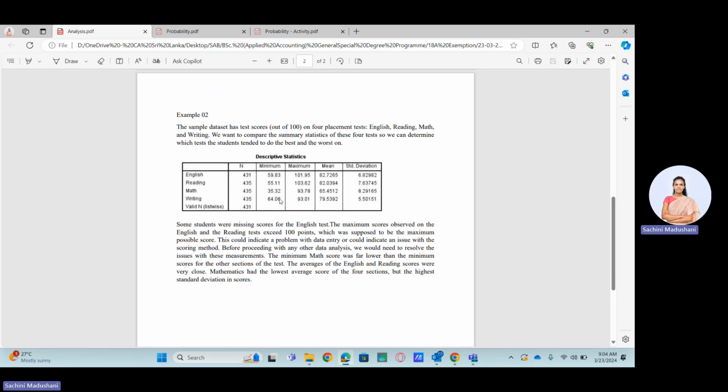Then we can say, English, their maximum values in English and reading, what happened? Their maximum value is more than 100, 101 and 103. Can we get that or can't we? Normally in the exam, they give marks out of 100. But in our output, the maximum value is more than 100. Can't we get that? No. Then we can say there is a problem in our data set.